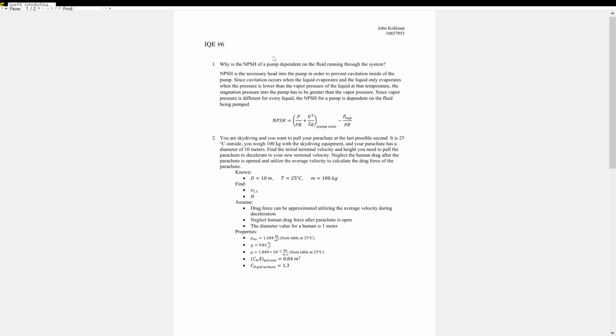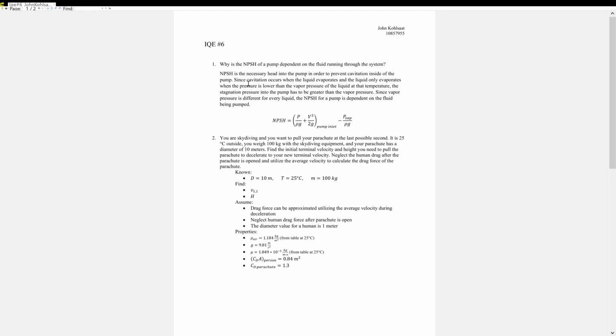All right, so for IQE number 6, we have the first question: why is the NPSH of a pump dependent on the fluid running through the system? And so this is essentially because NPSH is the necessary head into the pump in order to prevent cavitation.